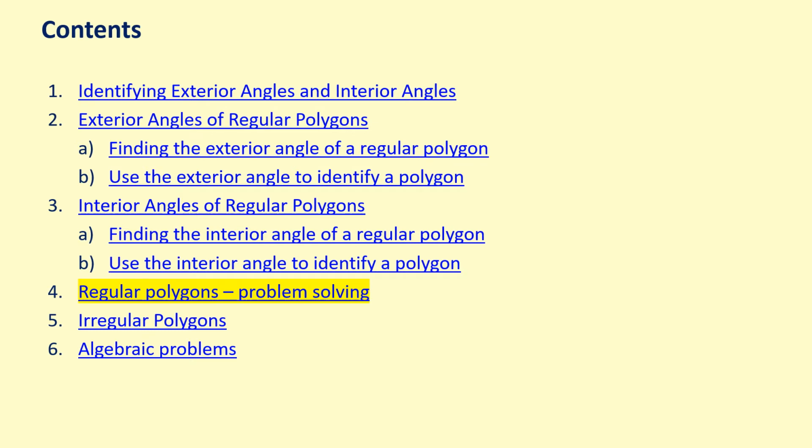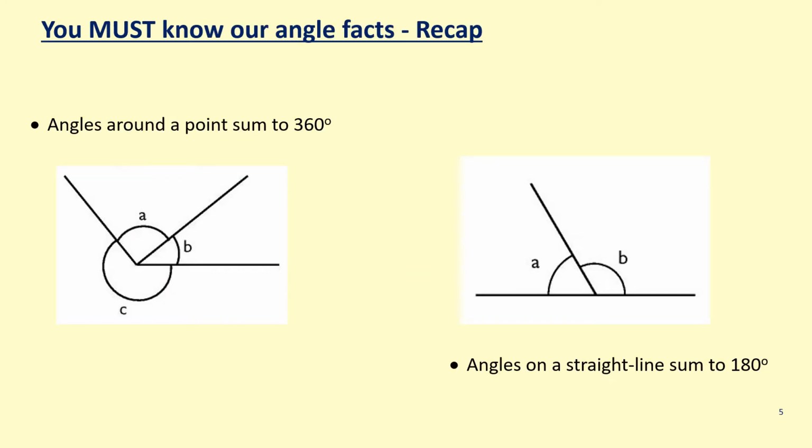As you can see in the contents, we are now up to problem solving for our regular polygons. So we're just going to recap must-know angle facts. Remember, angles around a point sum to 360, so that can be at any point of a polygon shape. And on the right, remember angles on a straight line sum to 180 degrees. We use calculations to work out our exterior and interior angles.